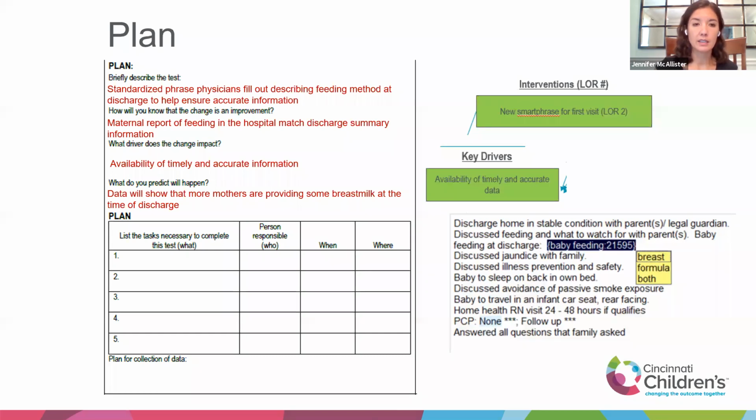Looking at the tasks needed to complete this cycle, we had to physically create that smart phrase in our electronic medical record system. We had to educate our physicians about making sure they use that smart phrase. And finally, we collected data about this discharge feeding type to see our numbers.